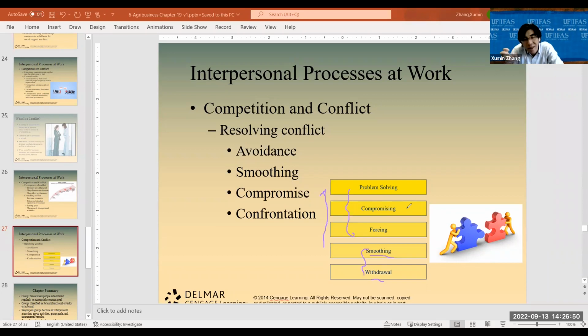Compromising is comparatively better. Not only saying, hey, you guys, let's do this in a nice way. You tell me what your issues are. You tell me what your issues are. And then let's sit together, the three of us. Let's sit together and try to negotiate. The last one, problem solving. It sounds easy, right? Solve the problem, but actually this is the most challenging one.